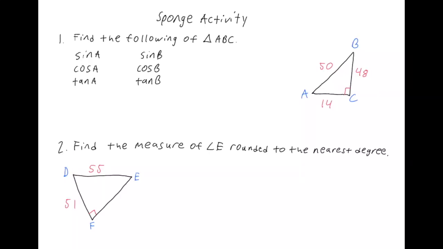Now time for the sponge. For number 1, I want you to find the following of triangle ABC. So the sine of A, cosine of A, tangent of A, sine of B, cosine of B, tangent of B. 6 different values. And make sure these values are fully reduced. So they're fractions, but I want them fully reduced. And number 2, find the measure of angle E, round it to the nearest degree. So use what I taught you to find the measure of angle E.